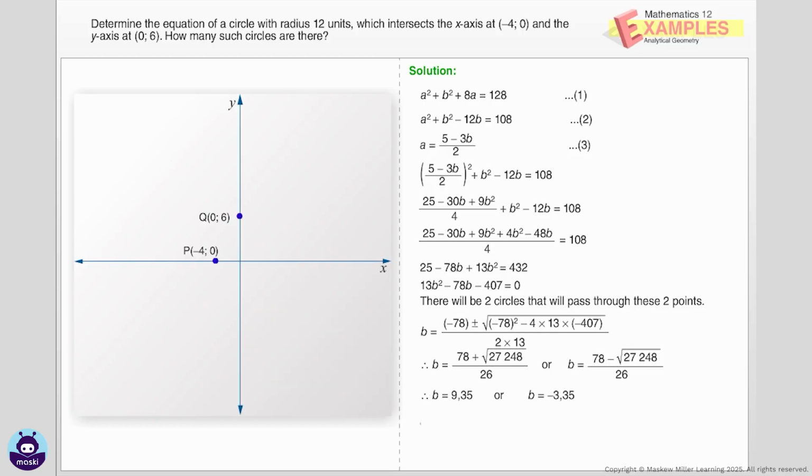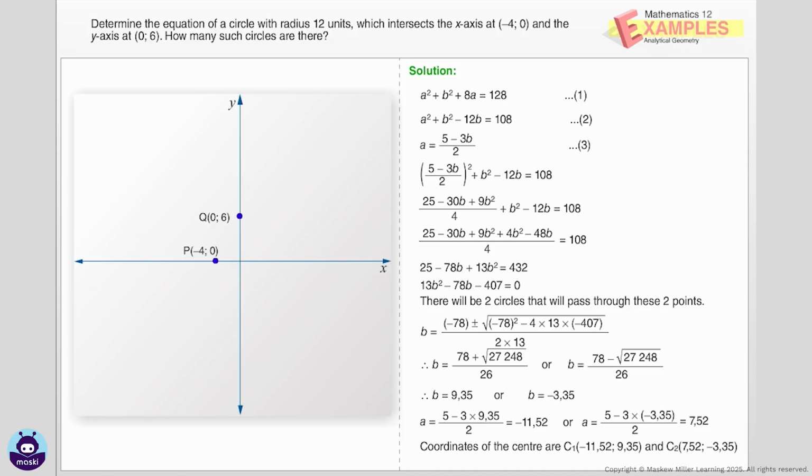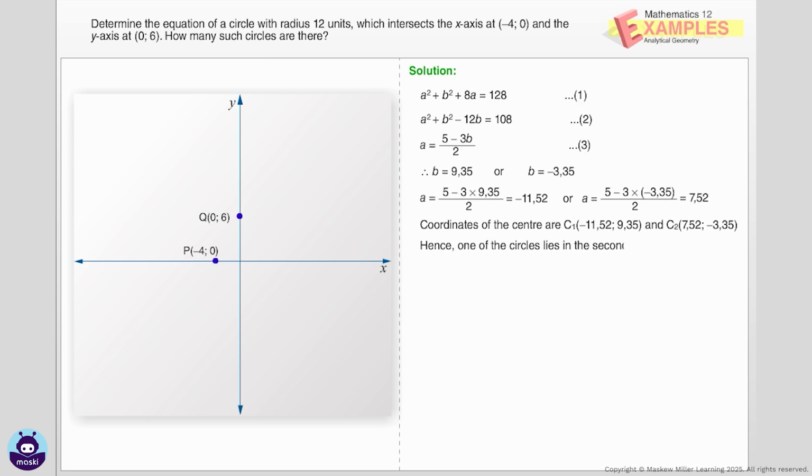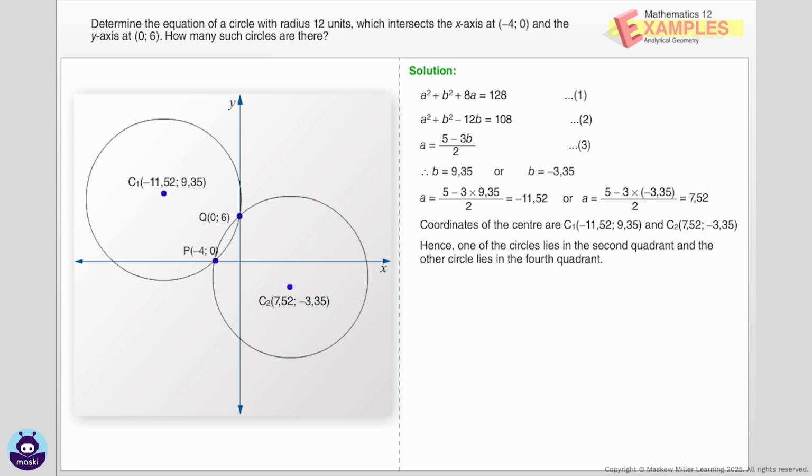Therefore, b equals 9.35 or b equals -3.35. Substituting these values of b in equation 3, we get the values of a. a equals -11.52 or a equals 7.52. The coordinates of the center are C1 (-11.52, 9.35) and C2 (7.52, -3.35). Hence, one of the circles lies in the second quadrant, and the other circle lies in the fourth quadrant.